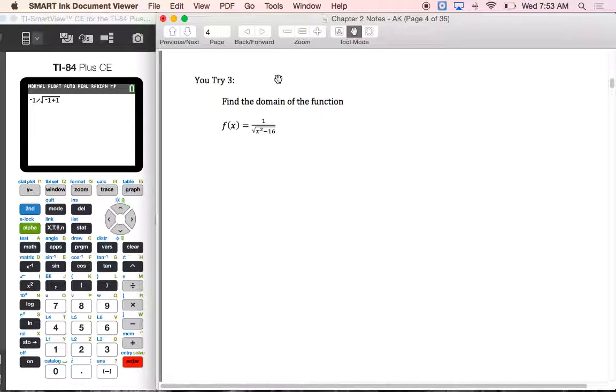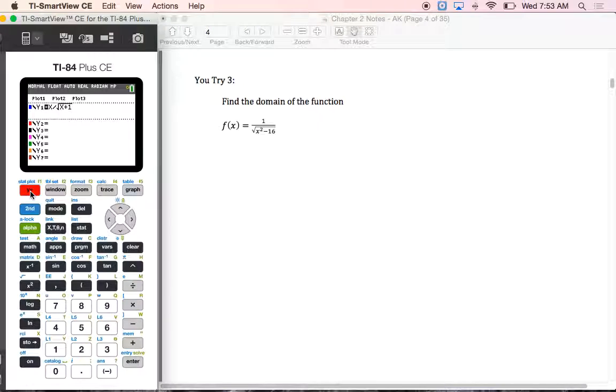Last one then, domain. So like I said, it's easiest if you put it into your calculator. So we're going to go to our y equals. We're going to clear out what we got. Square root x squared minus 16. Now you're going to hit graph and you're going to look at your picture. Now, if you look at your picture, it's saying we're getting really close to -4, then we're stopping, and then we're going to go from 4 to infinity.